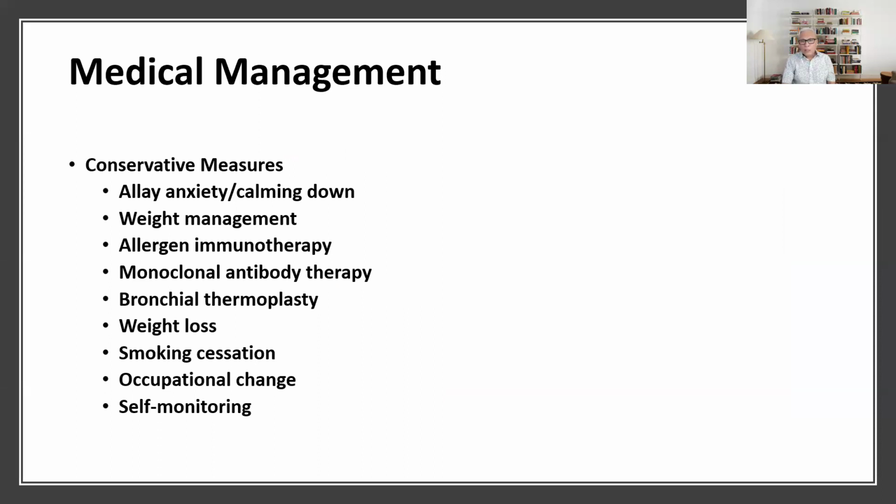All right. The medical management also is going to include conservative measures, which includes psychological support, weight management, allergen immunotherapy, meaning to say that if the patient has known allergies, they're going to be treated for that, and monoclonal antibody therapy. Bronchial thermoplasty is something that I'm not familiar with, but apparently it is an alternative treatment as far as asthma is concerned. And then, of course, smoking cessation and occupational change.